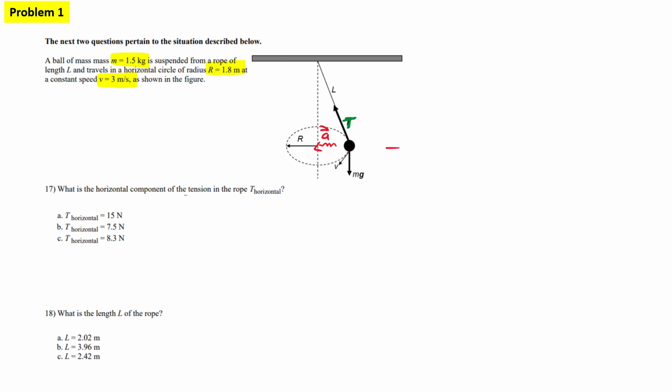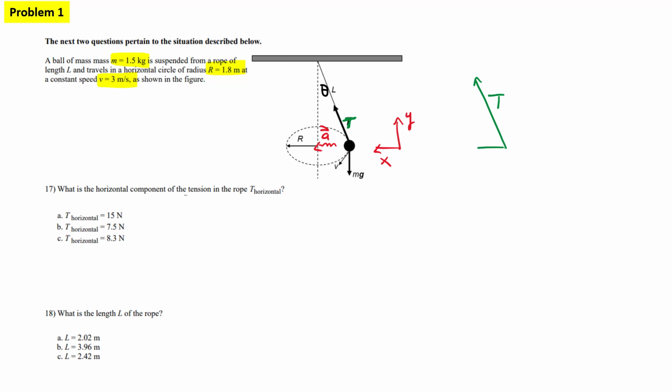So I'm going to choose a set of axes that looks like this. Positive x at that instant in time points toward the center of the circle, and the y direction points upward like this. The other thing I'm going to do is define this angle here, theta, over here. Now what we want to do is break the forces down into components. So this is what it looks like. Remember, you have your tension force here that is at an angle.